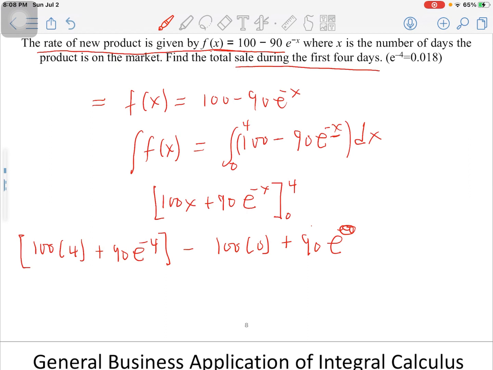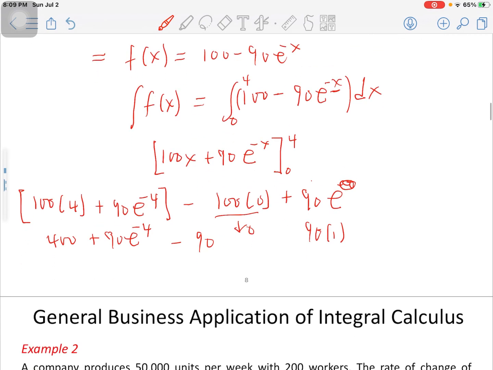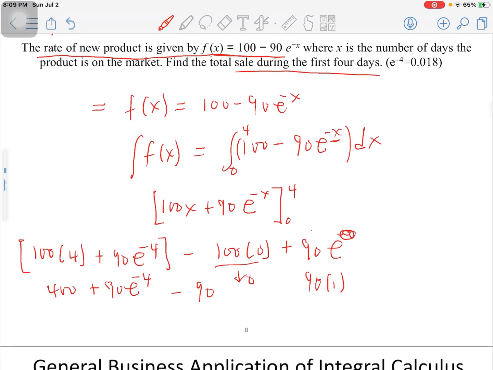So in all, we are going to get here be 400 plus 90 exponent negative 4. And then minus here will give us 0. And therefore here, since exponent 0 is 1, we are going to get 90 multiplied by 1 over here. So at the end of the day, it's negative 90. So then what is left is for us to simplify whatever we have.